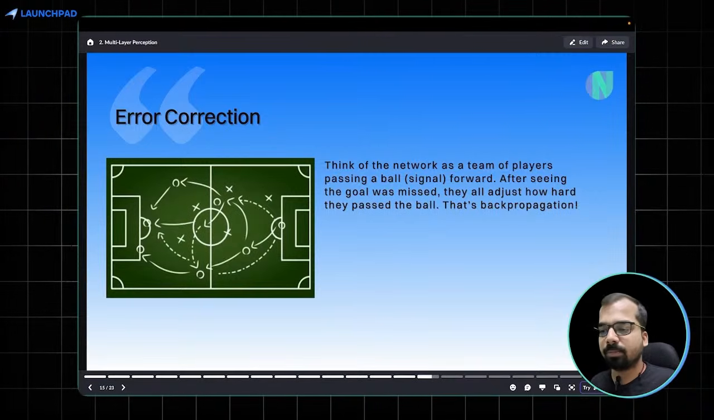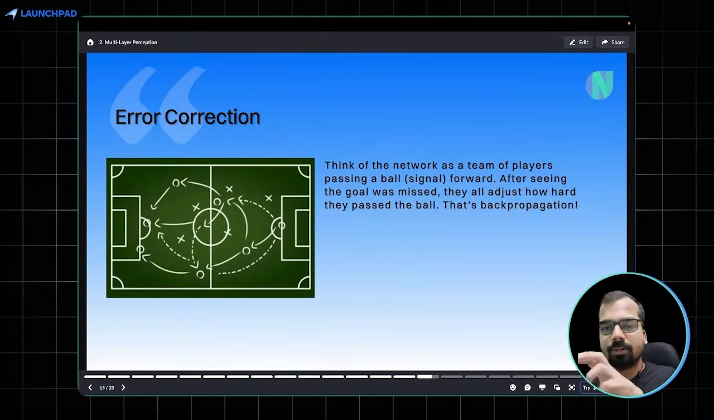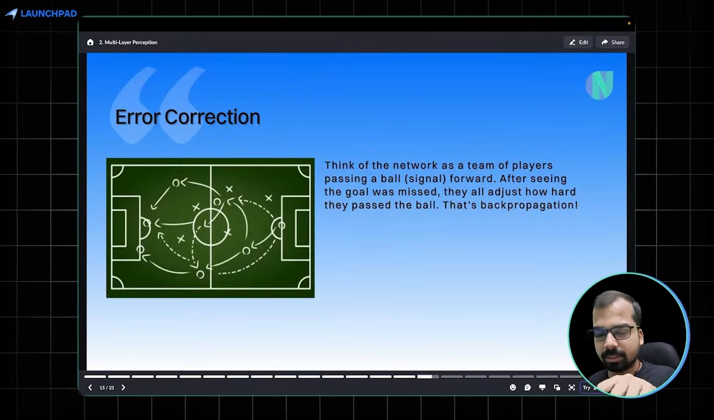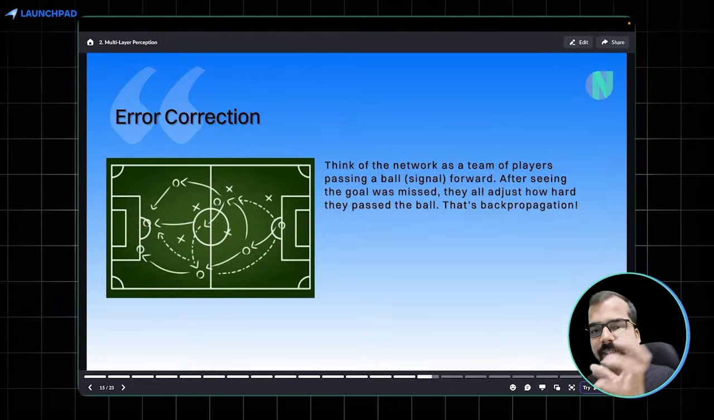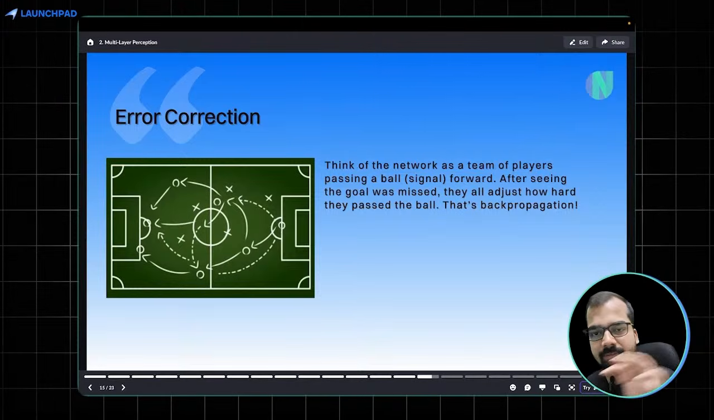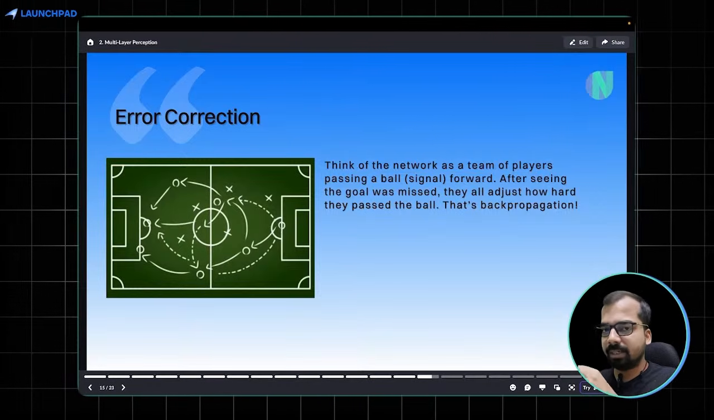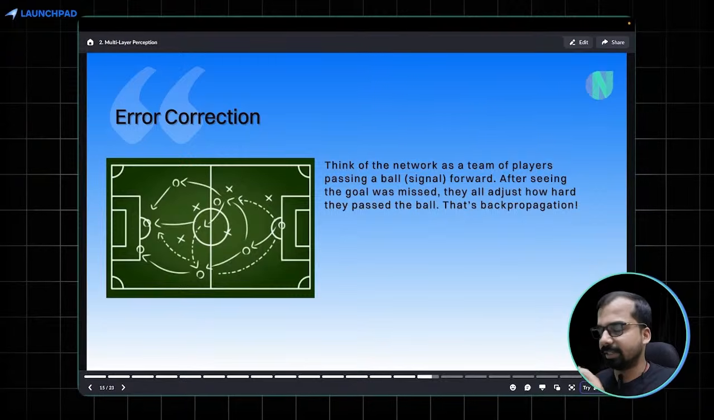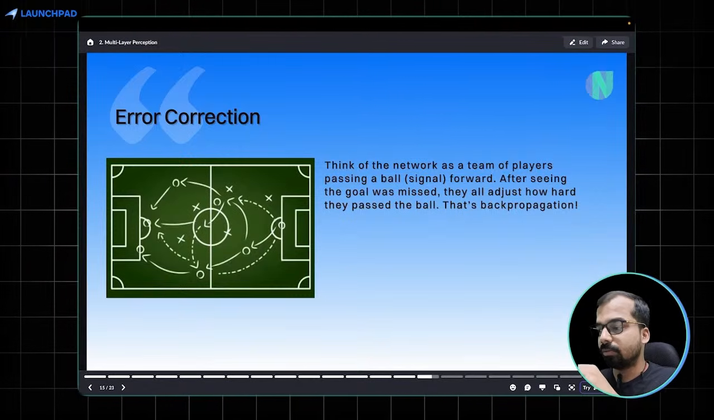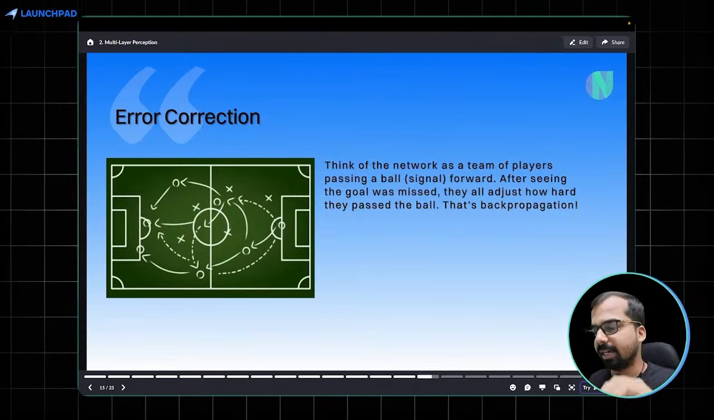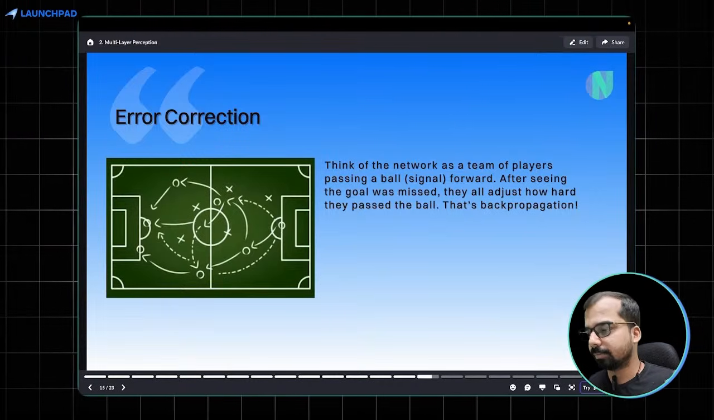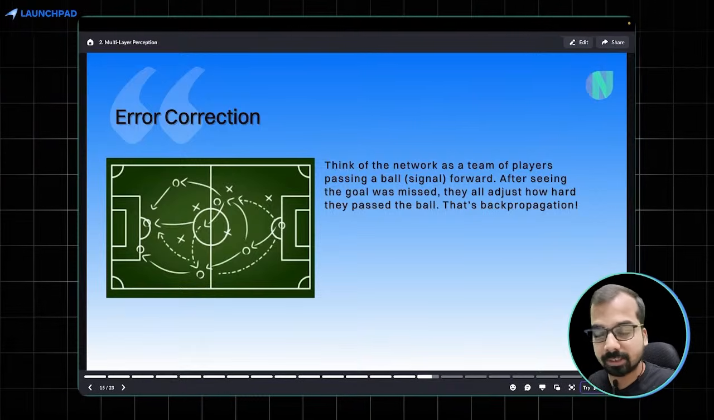So think of back propagation as something like this, that you have a lot of players passing the ball so that we score a goal. But let's say we tried 2-3 times and we failed, right? Then what will happen is the players will adjust themselves, and they will adjust what should be the force applied to kick the ball, so that at the end we are able to score the goal. That entire process is known as back propagation.